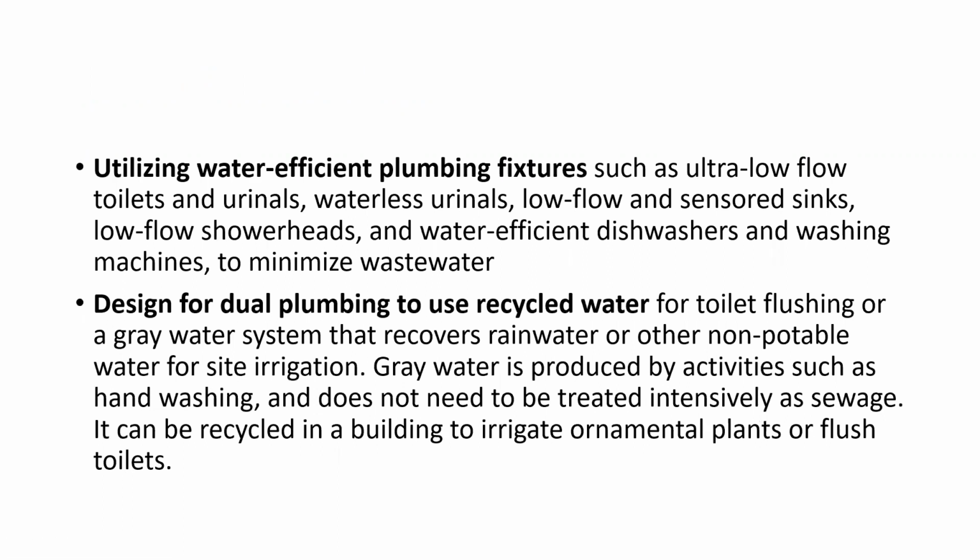Utilizing water-efficient plumbing fixtures such as ultra-low flow toilets and urinals, waterless urinals, low flow and sensored sinks, low flow shower heads, and water-efficient dishwashers and washing machines is important in order to minimize wastewater. Designing for dual plumbing to use recycled water is also important for toilet flushing or for grey water systems that recover rainwater or other non-potable water for site irrigation. Non-potable water is water which is not suitable for drinking. Potable water is water which is suitable for drinking.